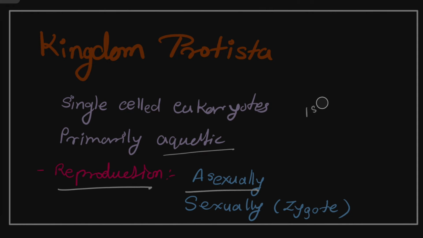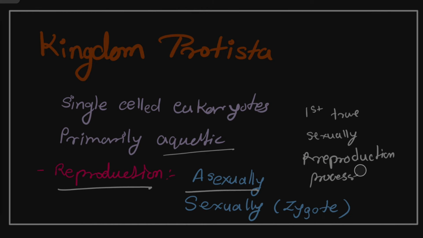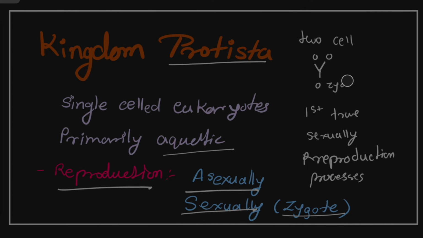The first true sexual reproduction process is seen in kingdom Protista, because kingdom Monera doesn't have any sexual reproduction process where a zygote is formed. If you see in NCERT, it says two cells are combining to form a zygote. They take the word cell, but they are talking about the gametes.